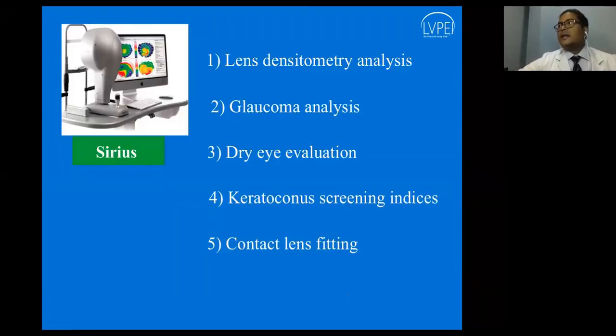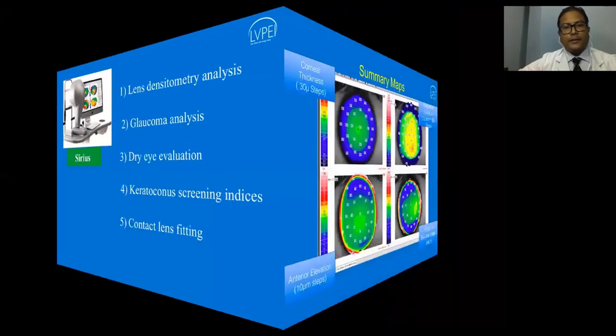The Cirrus is another platform for topography. It also uses a Scheimpflug principle. And in addition to topography, it provides several useful clinical data, such as lens densitometry analysis, glaucoma analysis, meibography and dry eye evaluation, keratoconus screening indices, and contact lens fitting.